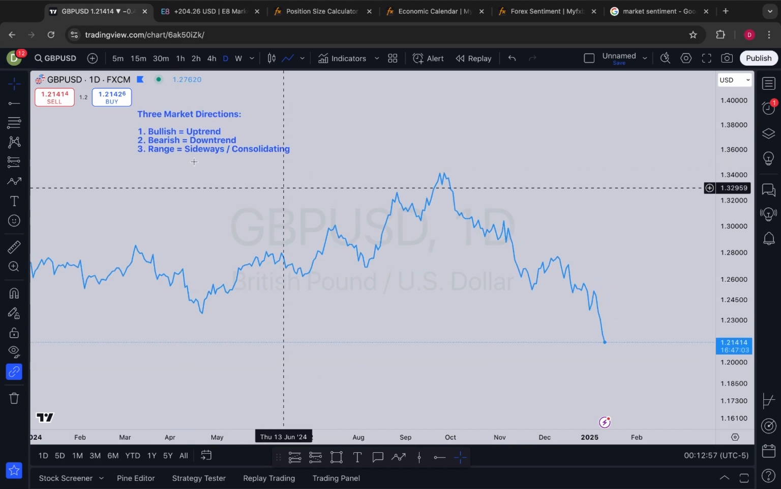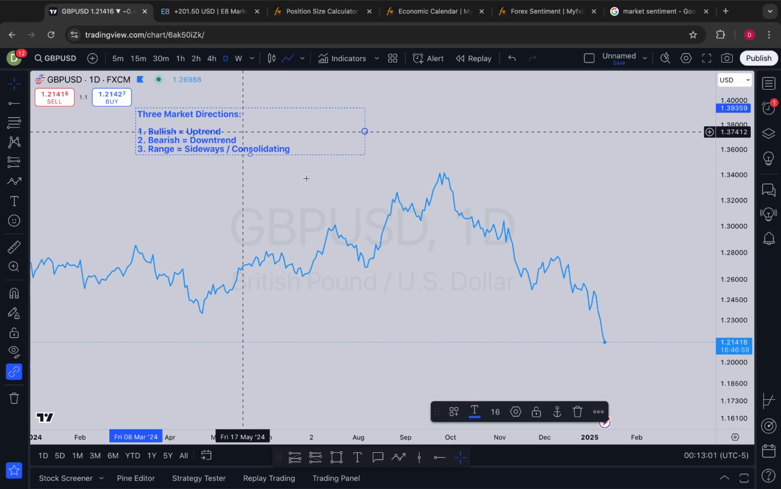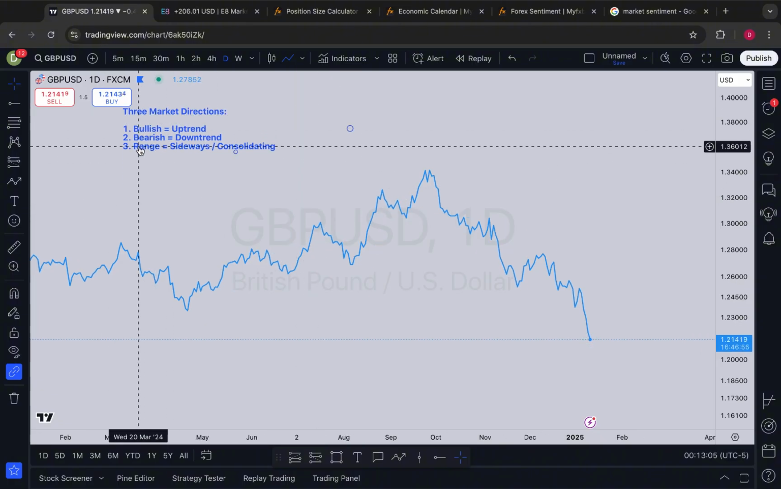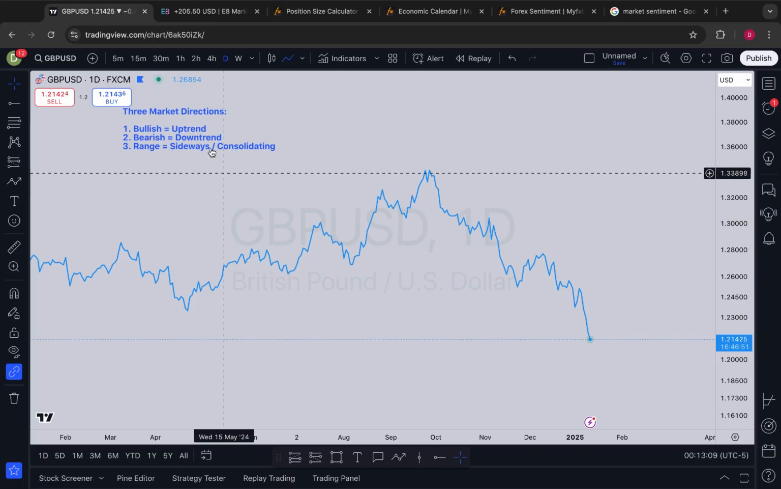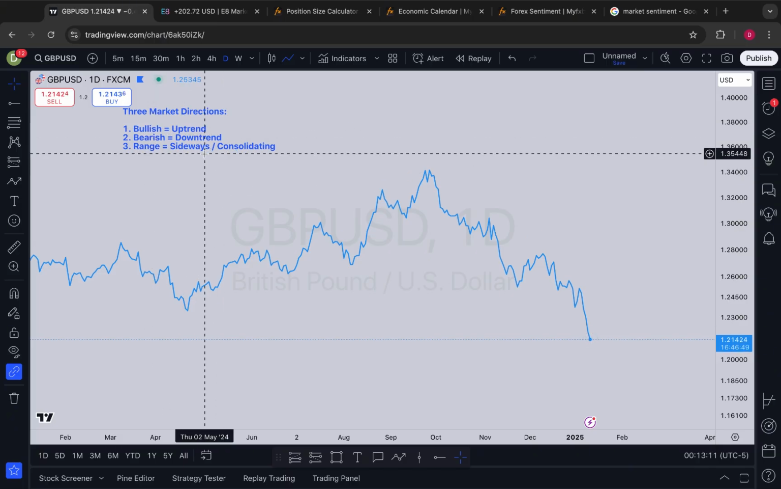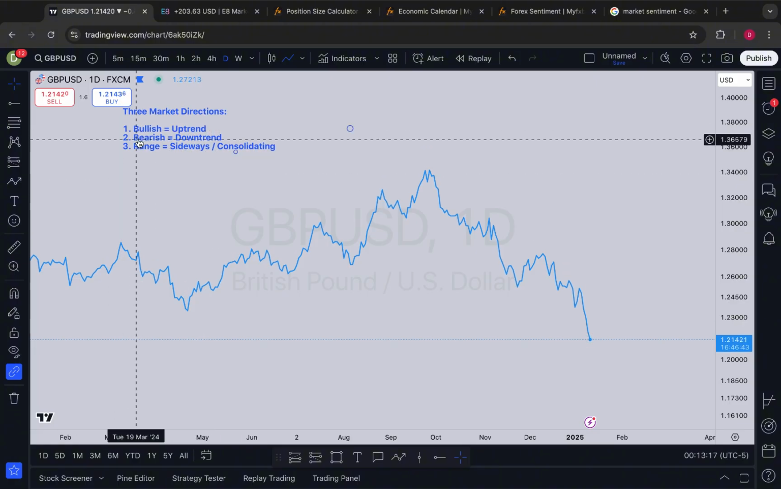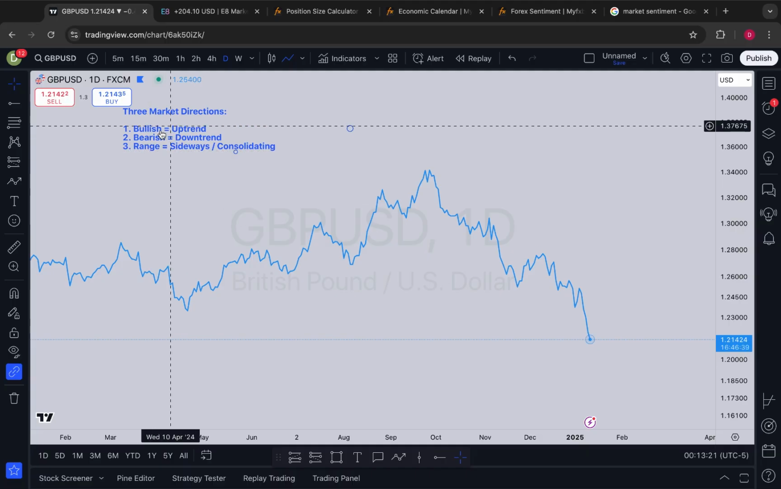Okay. So we got three market directions: bullish, bearish, and range. Now, quick fun fact about bullish and bearish, and where Wall Street came up with these terms. The way a bull attacks is it puts its head down, uses its horns, and flings things up. That's where bullish comes from. I kid you not. A bear attacks with its paws, and it swipes downward. That is literally it.